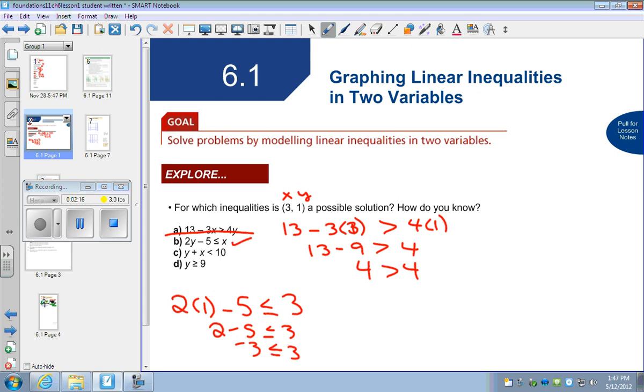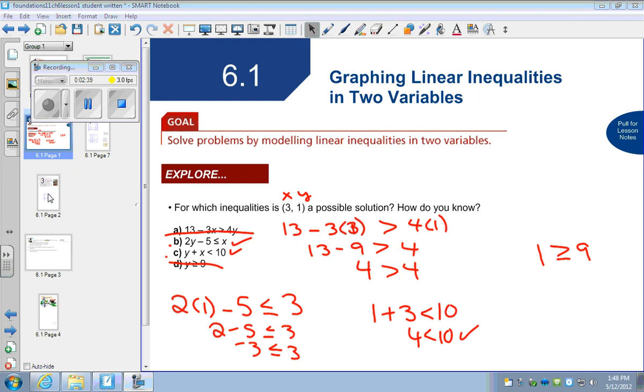Yes. Okay, y plus x less than 10. So is 1 plus 3 less than 10? Is 4 less than 10? Yep. And is y greater than or equal to 9? Is 1 greater than or equal to 9? No. Okay, so these ones satisfy that inequality.